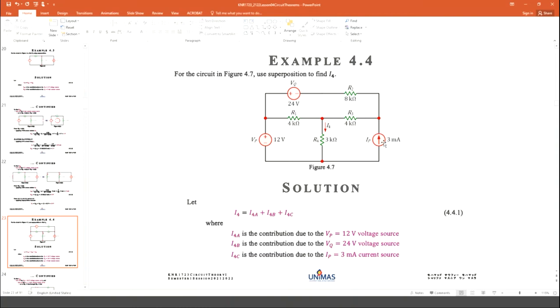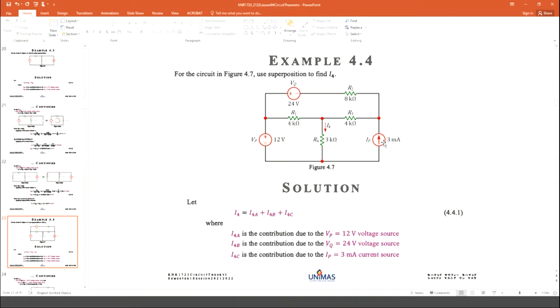You turn off the source one by one. Pardon? You turn off the source one by one. Yalah, that is the law. But what is important now, that is the theorem. The important thing is how does the circuit look when you consider each and every one of the sources alone.